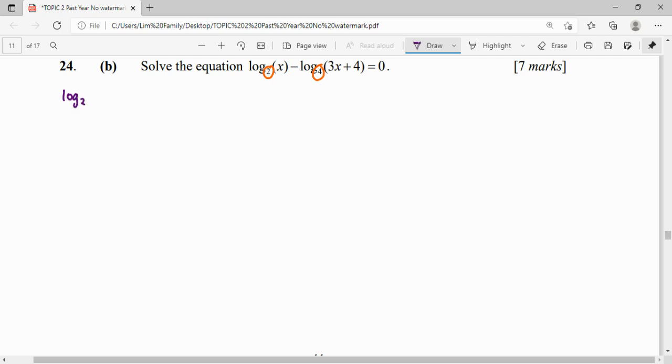So we will maintain our base as 2. So the new base is 2. So we're going to take log 3x at the numerator and log base 4 at the denominator, which is equal to 0. Then we can simplify it to become 2.